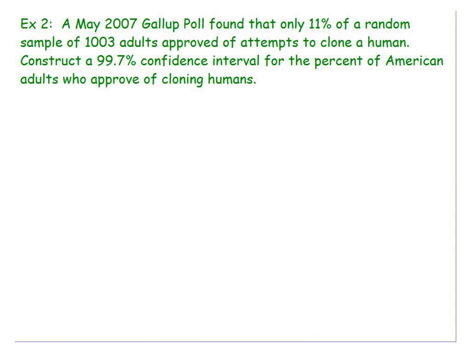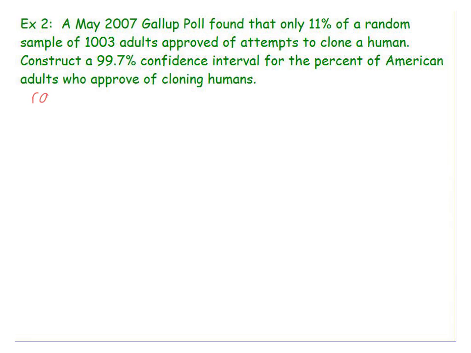A May 2007 Gallup poll found that only 11% of a random sample of 1,003 adults approve of attempts to clone a human. Construct a 99.7% confidence interval for the percentage of Americans who approve of cloning. So the first thing we need to do, because this doesn't break it down in steps, we have to break it down ourselves, is to check our conditions.